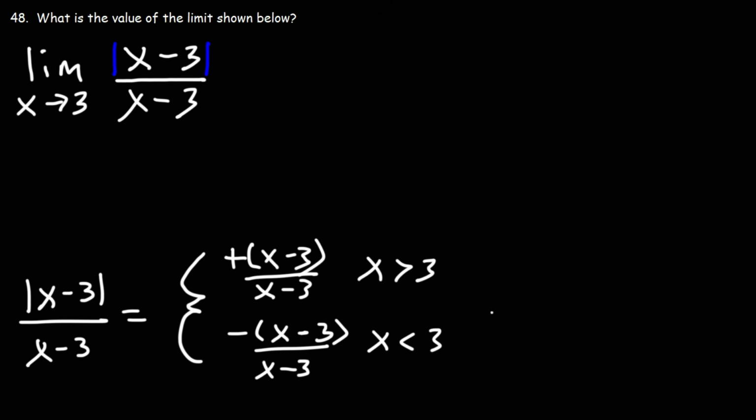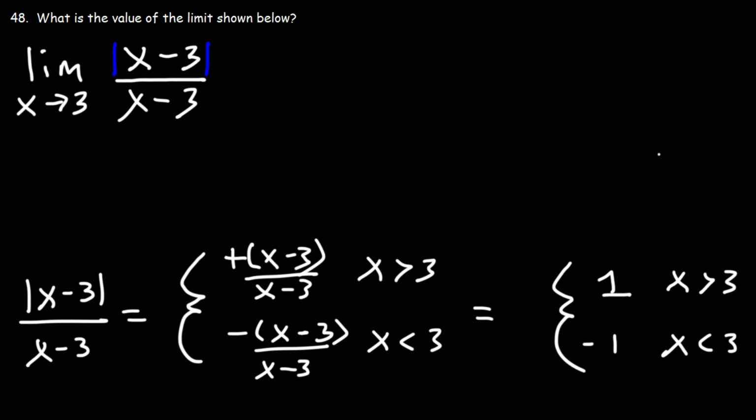Now, we could simplify this piecewise function because when these two are divided, we get positive 1, and when these two are divided, we get negative 1. So this piecewise function can be written this way: 1 and negative 1. It's going to be positive 1 when x is greater than 3, negative 1 when x is less than 3. So we can draw a graph.